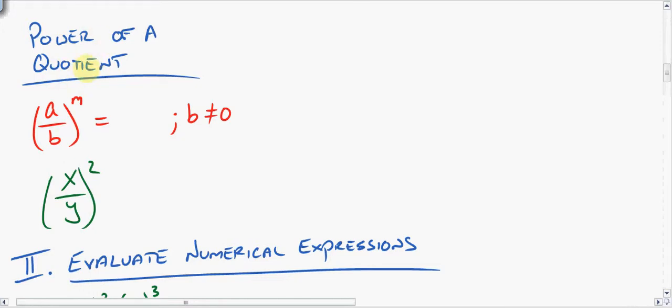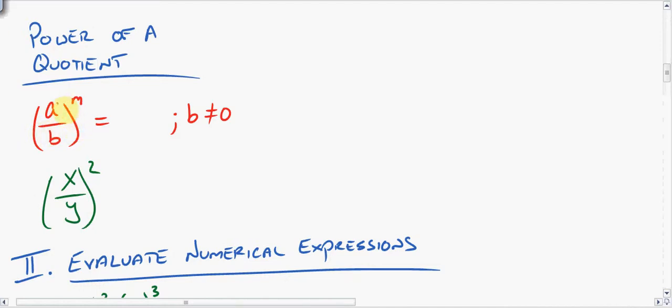The last property is power of a quotient. So here's power of a quotient. We have multiple parts to this base. Instead of connected through multiplication, it's connected through division.